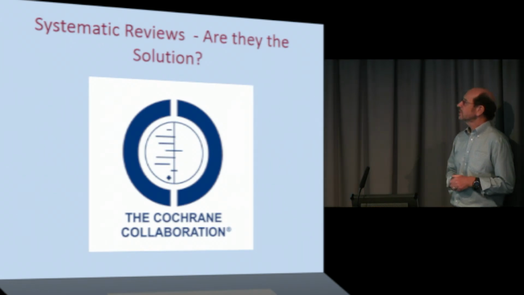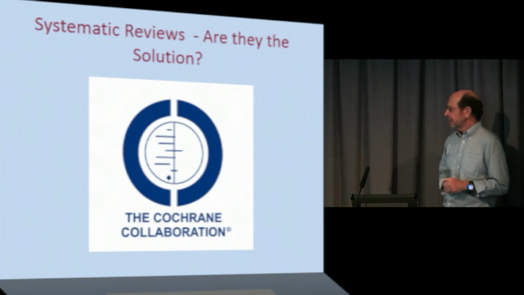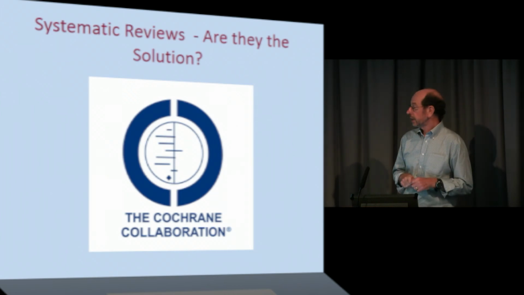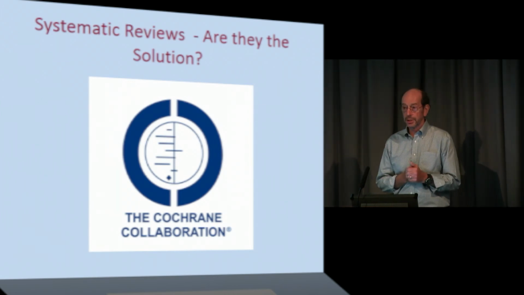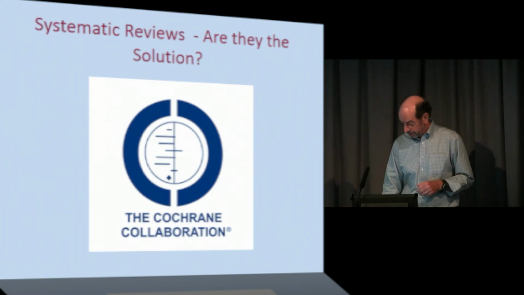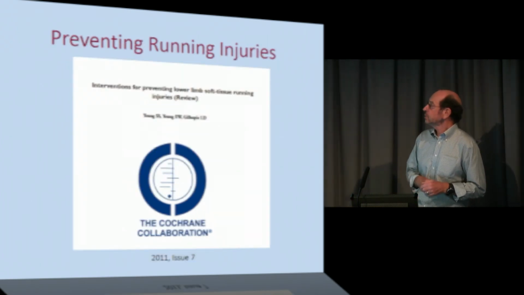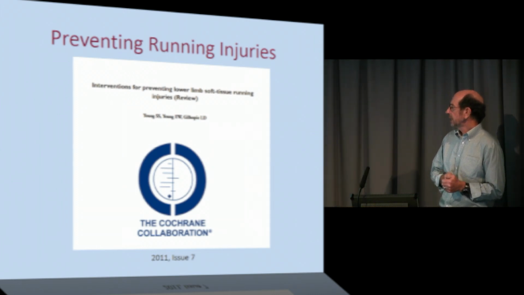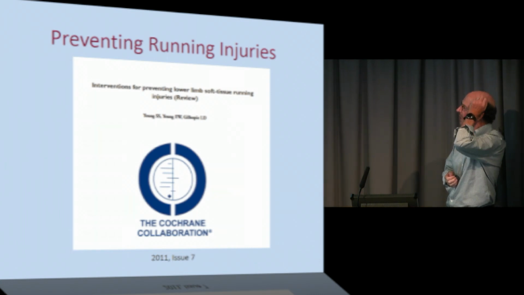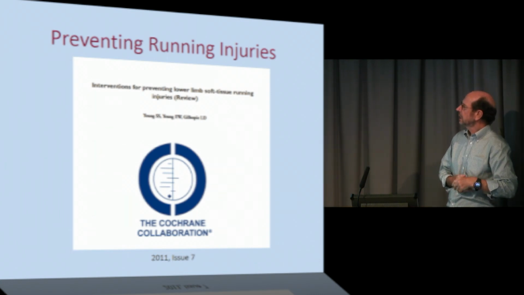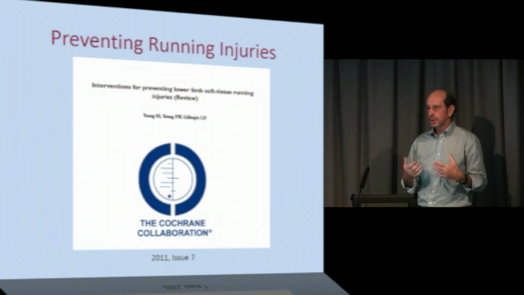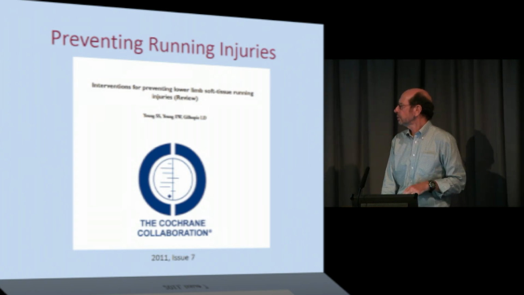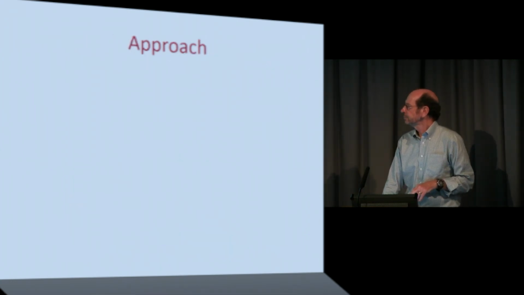Well, are systematic reviews the solution? And there has been a tremendous tendency led in the United Kingdom for systematic reviews, particularly by the Cochrane collaboration that started in York, as you know, at the University of York. And the latest we have on preventing running injuries is this review by Young and Gillespie from 2011, interventions for preventing lower limb soft tissue injuries, which are the injuries we're mostly worried about.